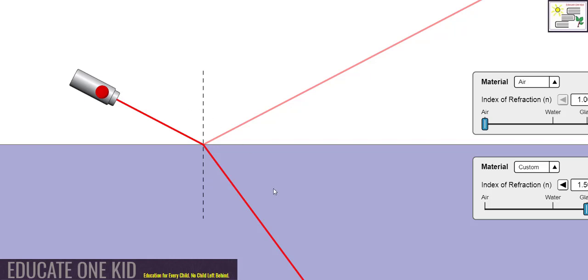And because the glass is optically denser than the air, the light slows down when it enters the glass. And that's why the light bends. So let's look at some definitions in refraction.